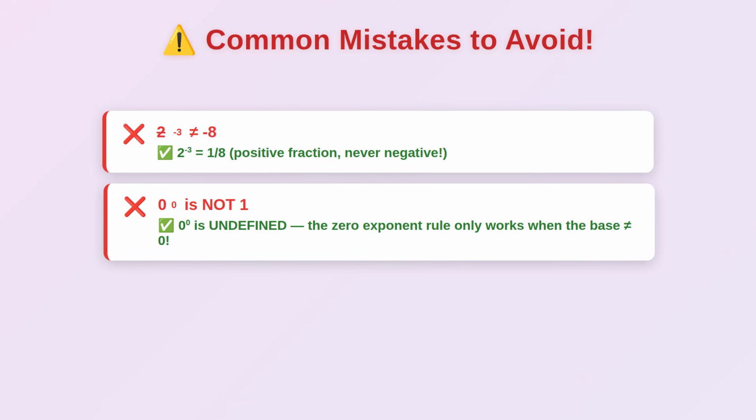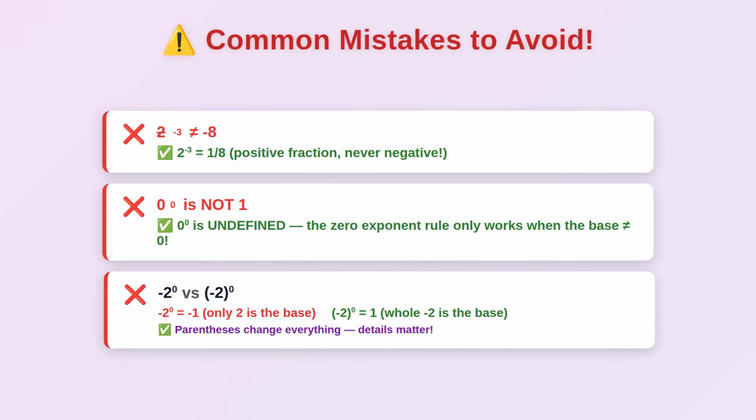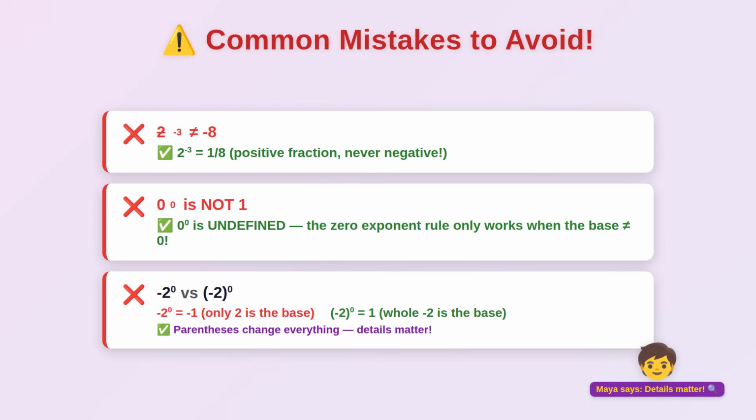Mistake number 1, thinking a negative exponent gives a negative answer. Nope, 2 to the negative 3 is 1/8, not negative 8. Mistake number 2, forgetting that 0 to the 0 power is undefined. Don't use the 0 exponent rule when the base is 0.